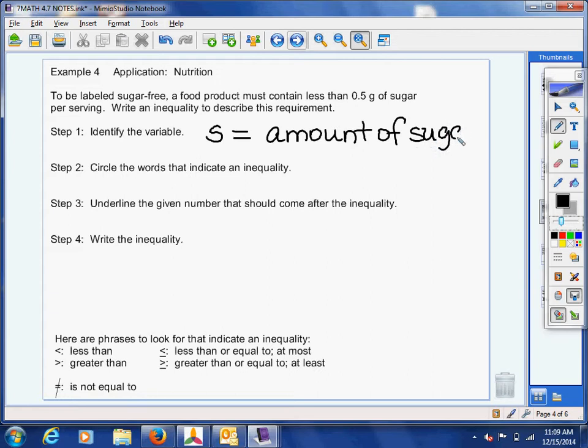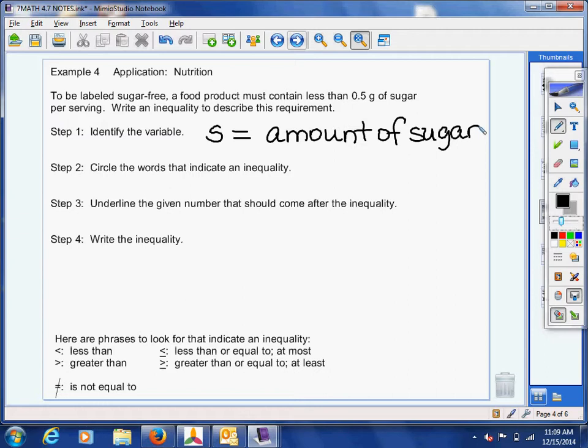Very good. Nice job. Okay, so that's always going to be our first step. We want to start with identifying the variable. And of course, we've got to understand what this is. I'm writing a letter down, but what does the letter mean? So for us, AB did a great job. She said, let's use S for sugar, amount of sugar. Great.